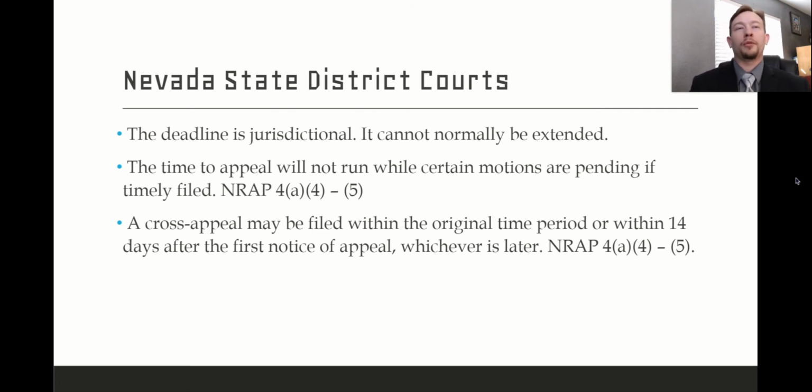However, much like with the federal district courts, there are certain motions that, if timely filed, will toll or suspend the running of the time to file the notice of appeal. And again, if you are filing a cross appeal, you may file that either within the original time period or within 14 days after the first notice of appeal was filed, whichever is later.